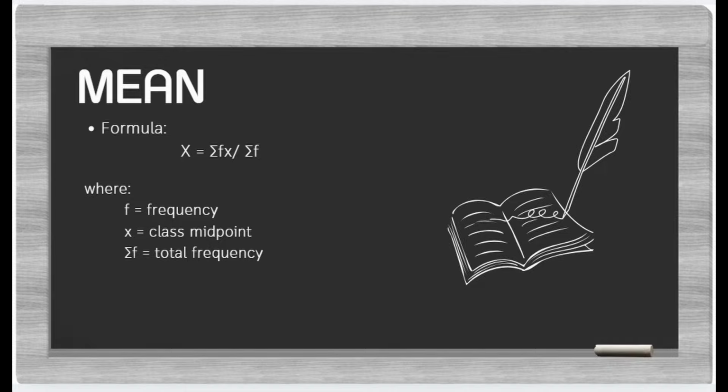Terms in this formula. f, the frequency, how many items fall into a specific range. x, the class midpoint, the middle of the range, calculated as the lower limit plus upper limit over 2. fx, the frequency multiplied by the midpoint for that group. Sigma f, the total frequency, the total number of people or items in the study.